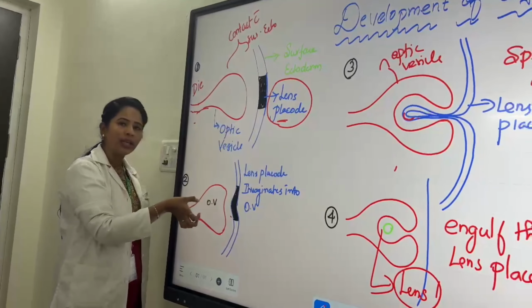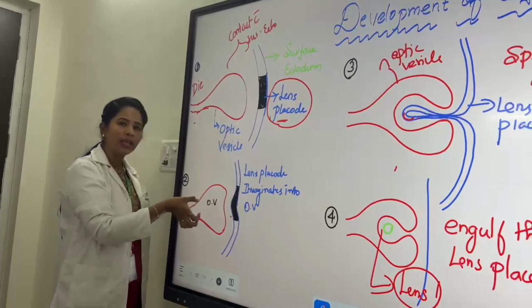When the lens placode comes inside, the optic cup will develop into a double layered structure. This is the outer layer and this is the inner layer. After some time, gradually, this optic cup will engulf the lens placode and separate from the surface ectoderm, and this is called the lens. This particle which the optic cup engulfs is called the lens.